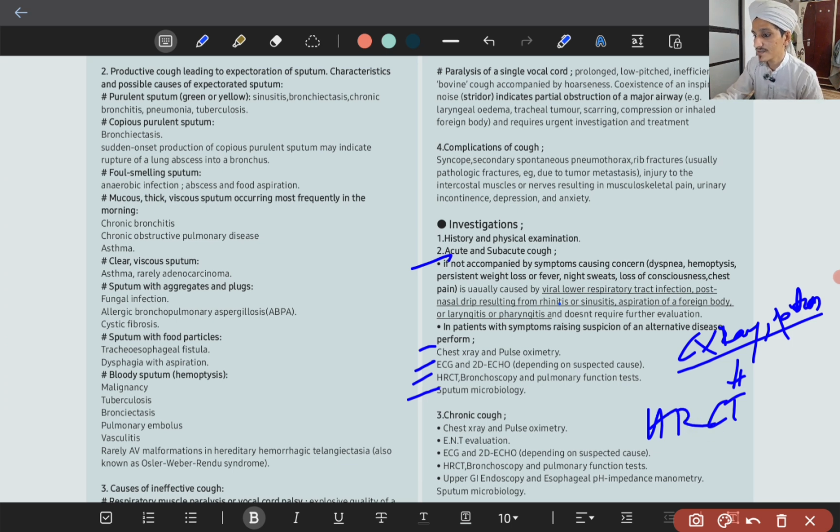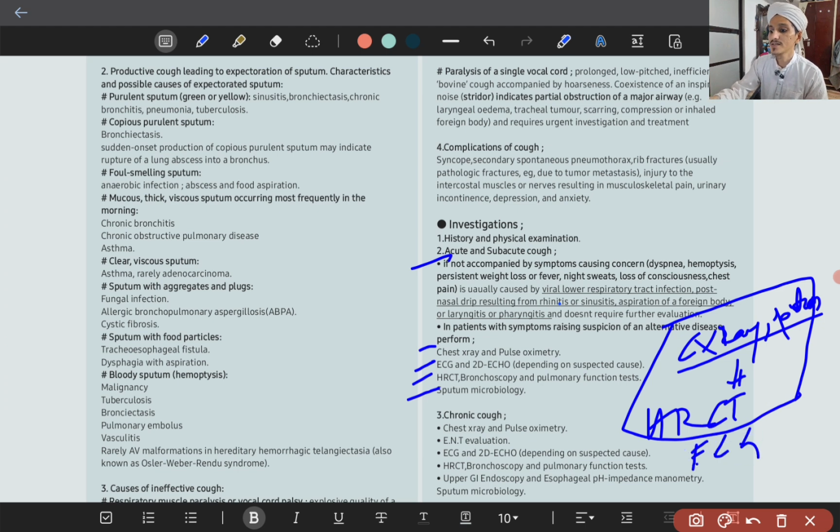These things a general physician will do. And if he is suspecting some cardiovascular cause, he can do ECG. Above this, if you are still not finding anything even after doing all these things, then you should refer the patient to a pulmonologist for bronchoscopy and pulmonary function test, or a cardiologist for 2D echo.